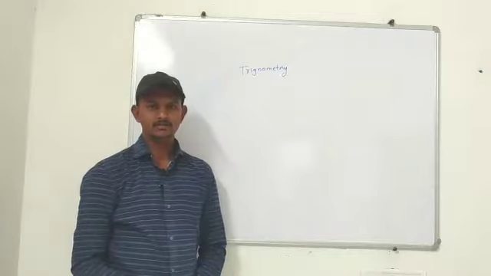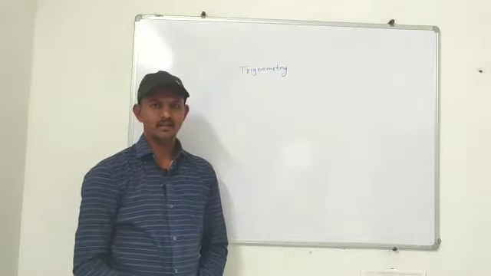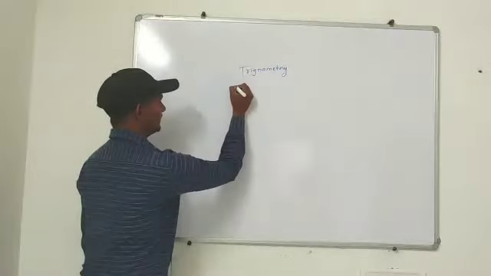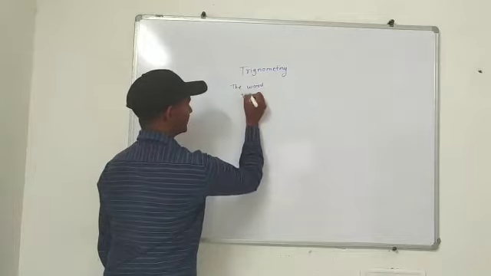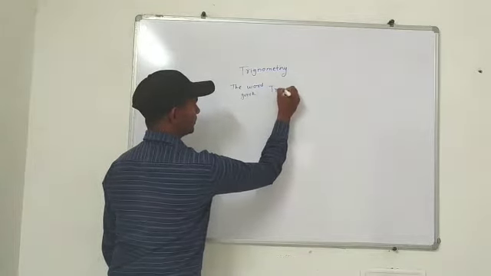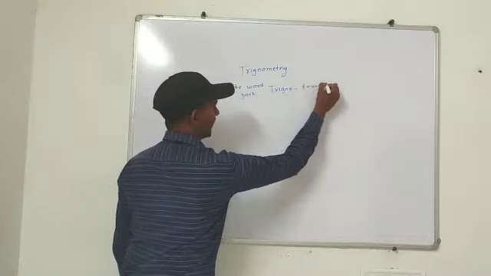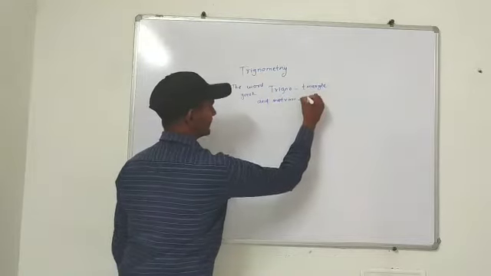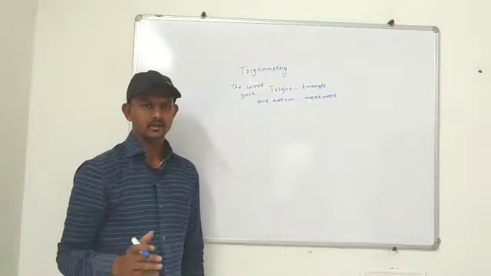Trigonometry is the main part of geometry in both 9th standard and 10th standard. It is a very important and very scoring part of the Geometry Math 2 subject. The word trigonometry comes from the Greek words: trigon means triangle and metron means measurement, that is, measurement of a triangle. It is known as trigonometry.